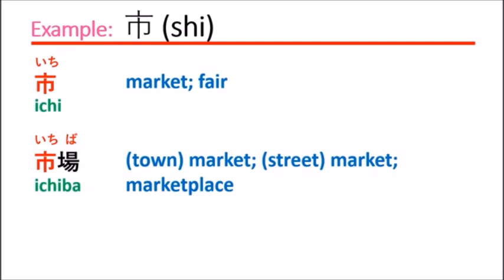For the word ichiba, the ichi means the market or the city, right? But ba means the place. So the place in the city means market or the area that many people sell and buy something. So when they compound together, you can say ichiba means market.